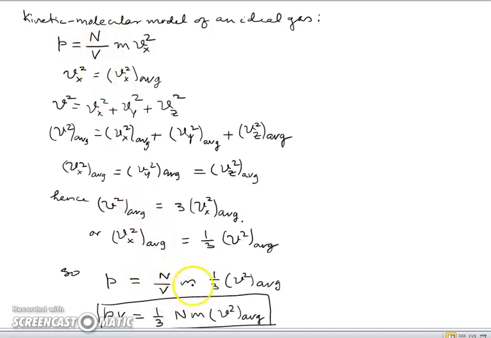And once we substitute this value in the P formula, then we can write P is equal to N over V times m times 1/3 V square average, or rewriting, PV is equal to 1/3 N m V square average, right? So that kind of complements the earlier lecture.